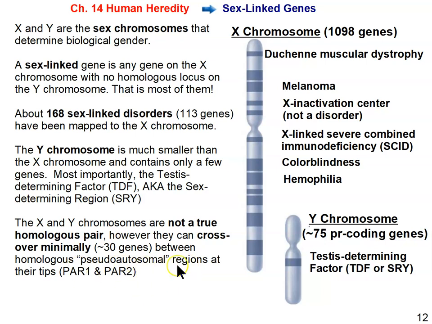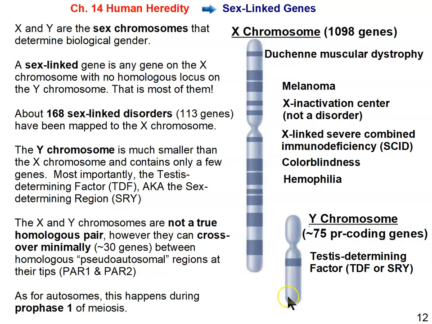Pseudo-autosomal region 1, PAR1, is at the top of the chromosomes and includes about 25 genes, whereas pseudo-autosomal region 2, PAR2, is at the bottom of the chromosome and involves fewer genes, something around 5. So that's how we get a total of approximately 30 genes. So not too much crossing over going on between the X and the Y chromosome. Not a whole lot of recombination, because there's not a lot of homology. But just like the autosomes, the minimal crossing over that does occur between the X and Y happens during prophase 1 of meiosis. If you'll recall, that's when it happens.